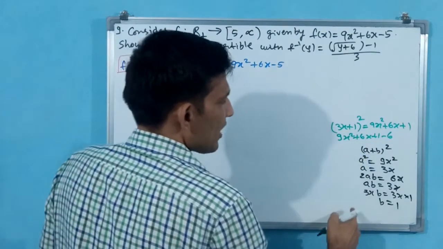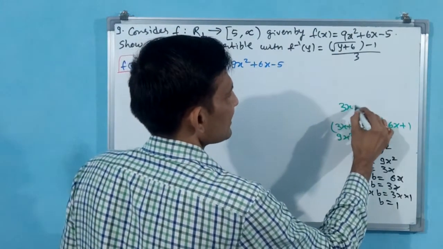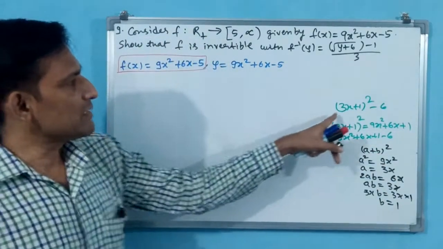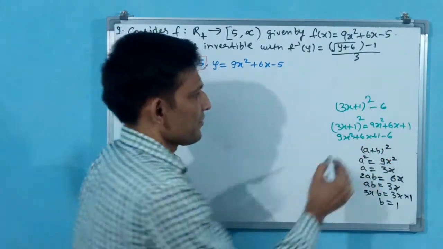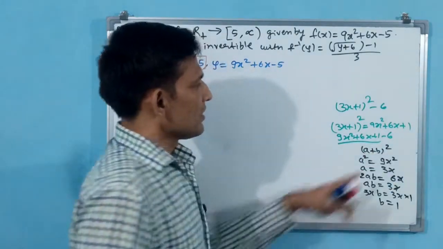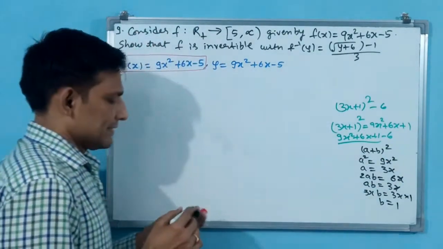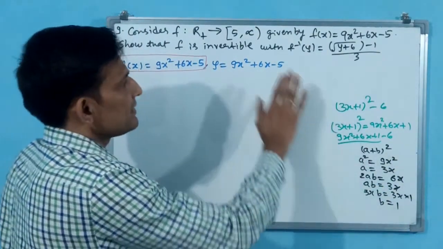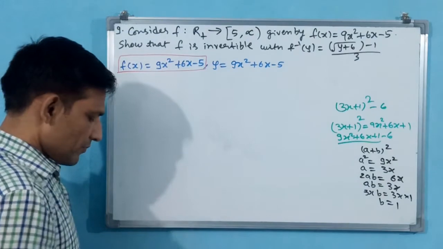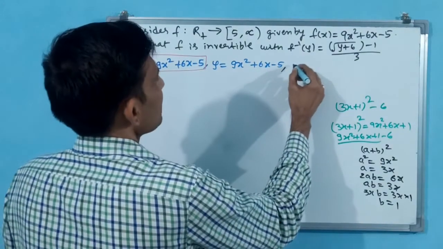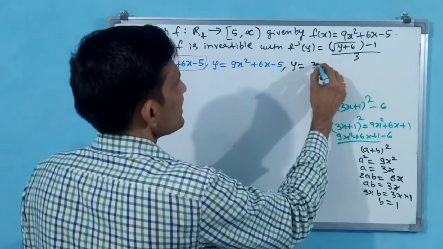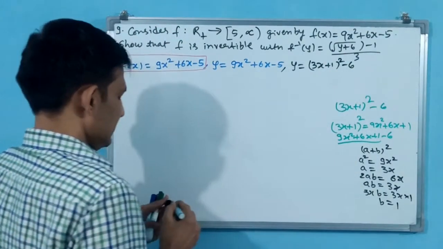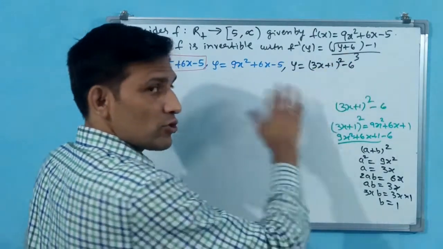But finally how to write this one? You have to write 3x plus 1 whole square minus 6. Why? Because 3x plus 1 whole square gives the expression until there, and minus 6 you are adding. Like this you have to write. This you keep in rough work. Directly you can write here: y is equal to 3x plus 1 whole square minus 6. If you write this, then only you are going to get g of y.